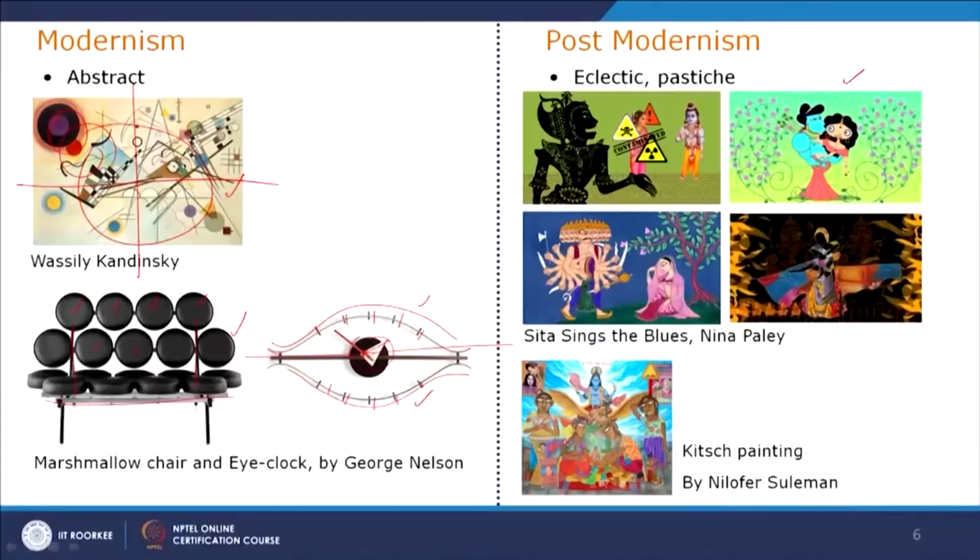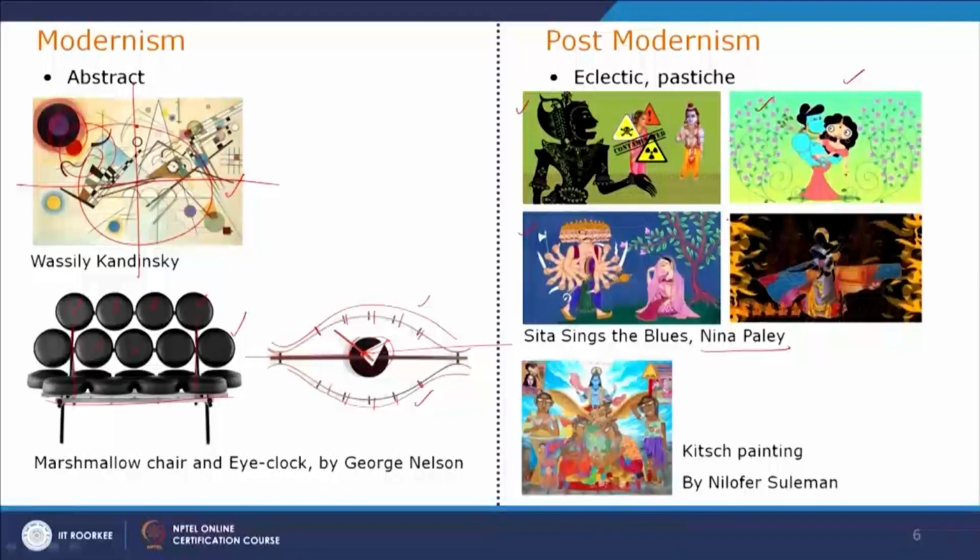So this is an animation by Nina Paley, called Sita Sings the Blues. It is a different approach to showing the Ramayana in a contemporary world. I'll not talk about the content of this story, which is also quite different; this is the Ramayana from Sita's point of view. But if you look at the visual designs, all of these are screenshots from a single animated film.